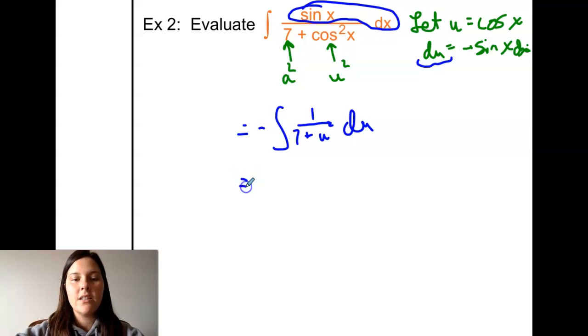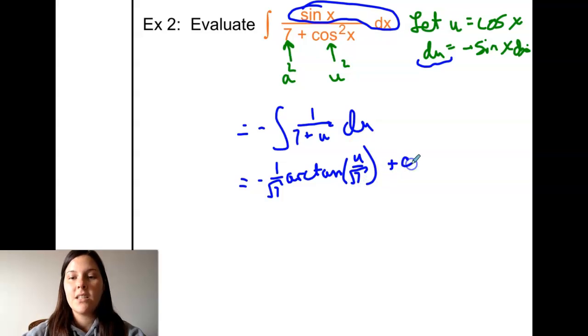So integrating this, we will have negative 1 over a. Remember, a squared is 7, so our a will be the square root of 7, times the arctan of u over a. Again, a was our square root of 7, plus c. So there's our pattern for the integral of arctan. Now we can go ahead and replace that u with cosine.